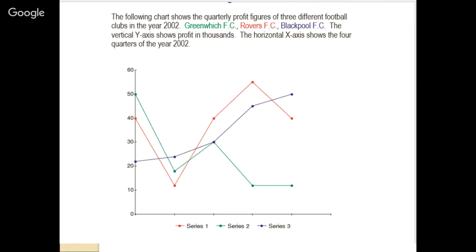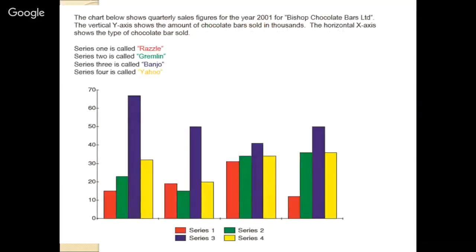We're going to look at a final type and then we go into a sample statistical report. Okay. Who can see this? Now, this chart below shows quarterly sales figures for the year 2001 for Bishop Chocolate Bars Limited. The vertical y-axis shows the amount of bars sold in thousands. The horizontal axis shows the type of chocolate bars sold.